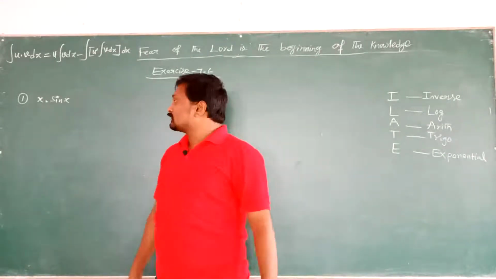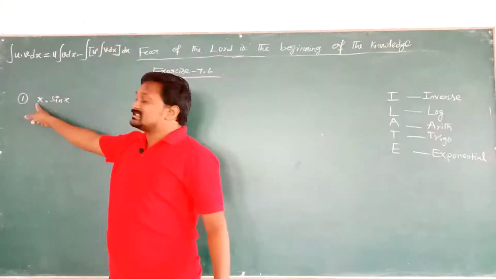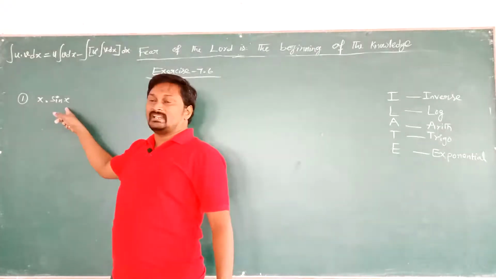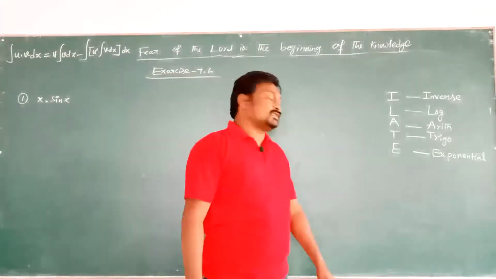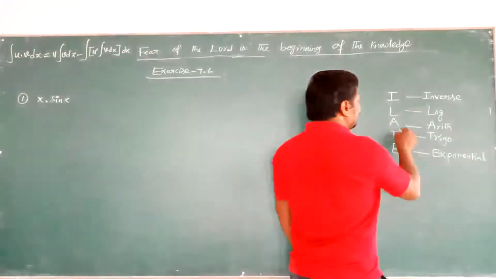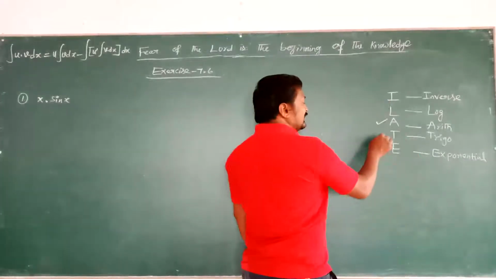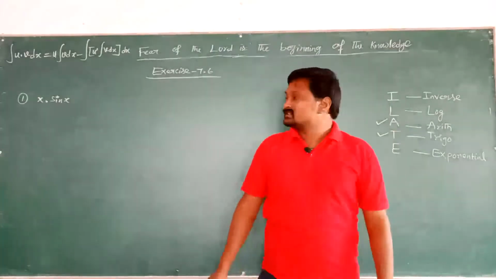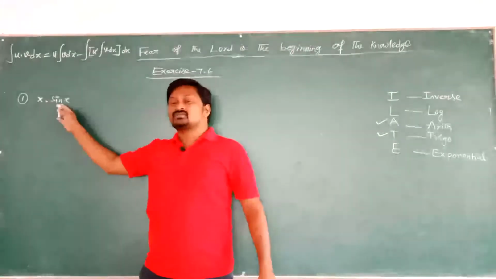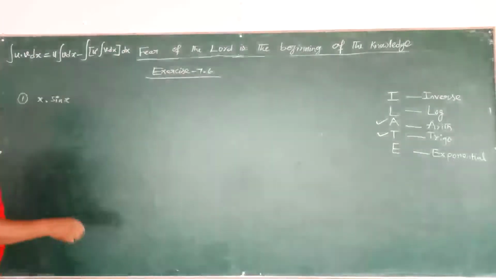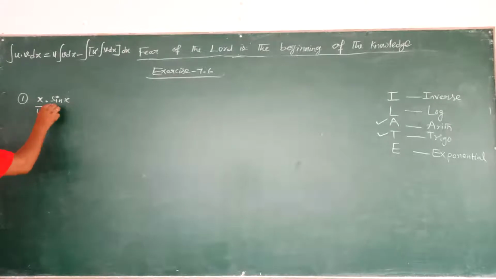How are we going to take? Let's see now. x is an arithmetic form. Sin x is nothing but trig form. So which one do I need to think of as u now? According to this, first arithmetic, then trig. So now x we need to think of as u, and sin x we need to think of as v.